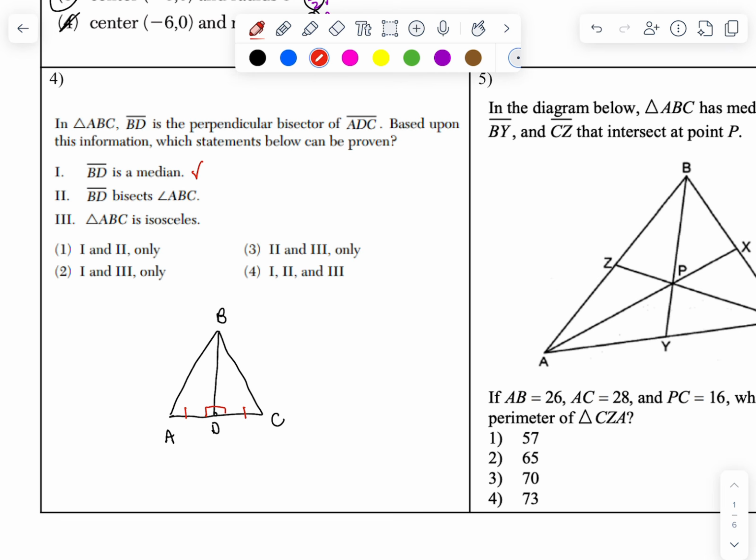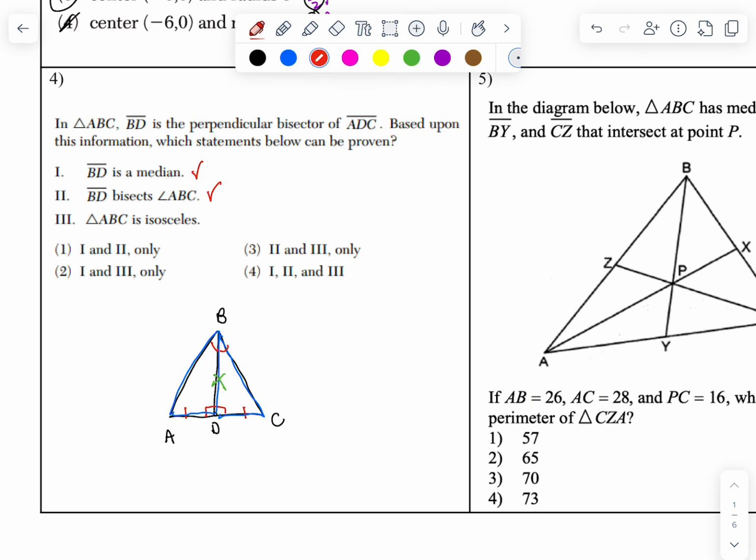BD bisects angle ABC. Well, let's see. We don't have that information right away. But if we look at it as two triangles instead of one, the two triangles share side BD. So it's congruent to itself by the reflexive property. So the two smaller triangles are congruent by side angle side. And once we have congruent triangles, we know that corresponding angles are congruent due to CPCTC. So this angle ABC is being split in half. BD is bisecting it.